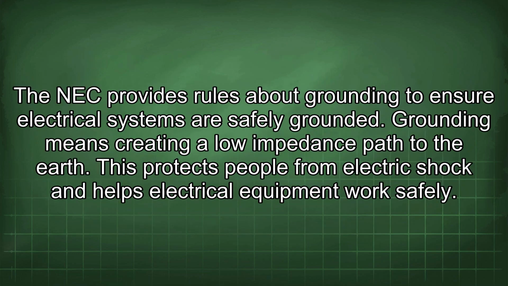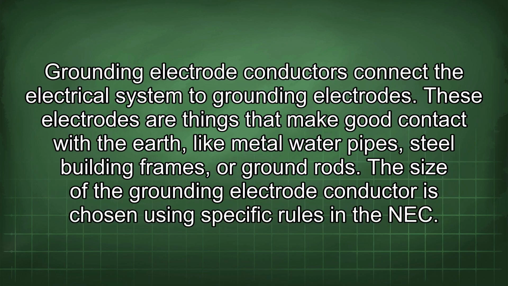The NEC provides rules about grounding to ensure electrical systems are safely grounded. Grounding means creating a low impedance path to the earth. This protects people from electric shock and helps electrical equipment work safely. Grounding electrode conductors connect the electrical system to grounding electrodes. These electrodes are things that make good contact with the earth, like metal water pipes, steel building frames, or ground rods. The size of the grounding electrode conductor is chosen using specific rules in the NEC.